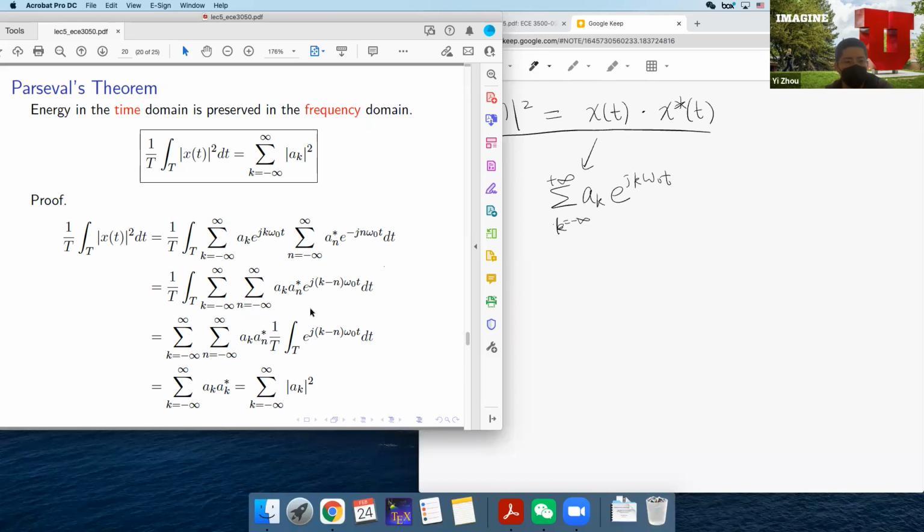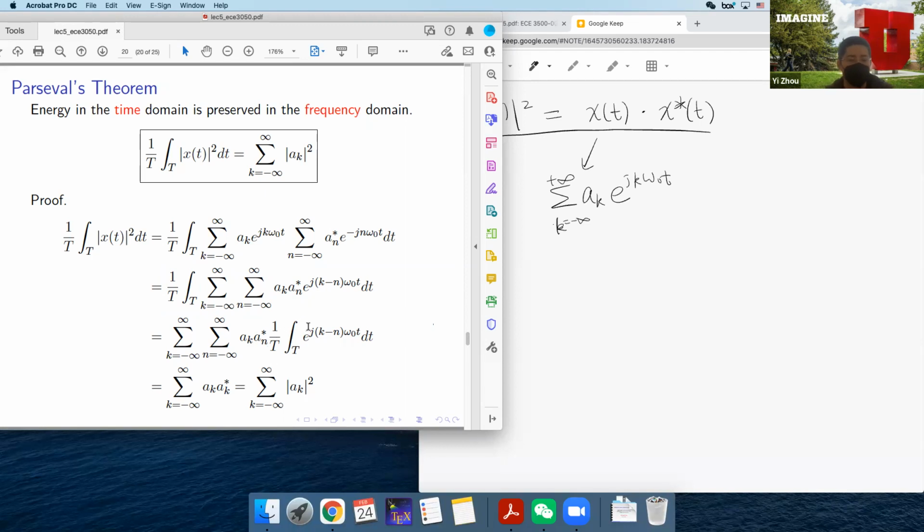And next, we are exchanging the order between the integration and the double summation. So we put this double summation in front and evaluate the integration first. Note that this integration is evaluating over t, small t, which means these two can be treated as constants. So the integration is basically operating on the complex exponential part only. Both a_k and a_n conjugate do not depend on the small t.